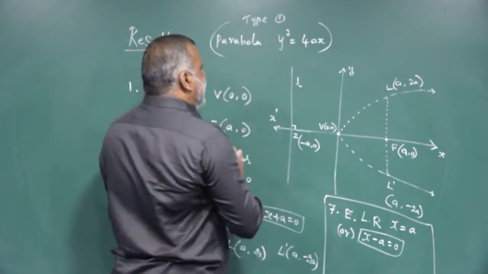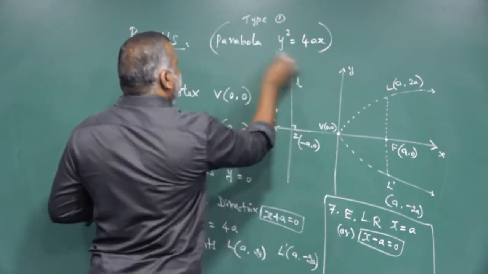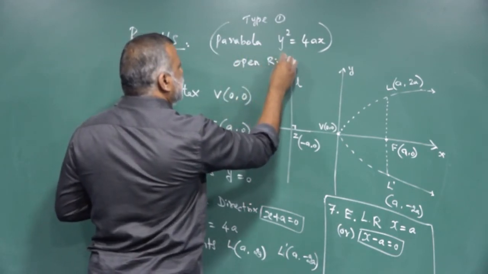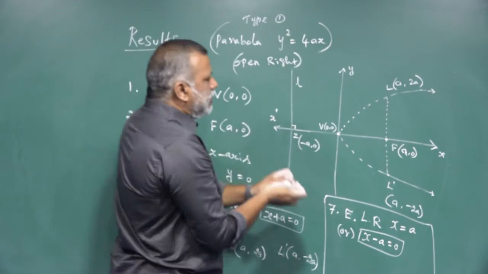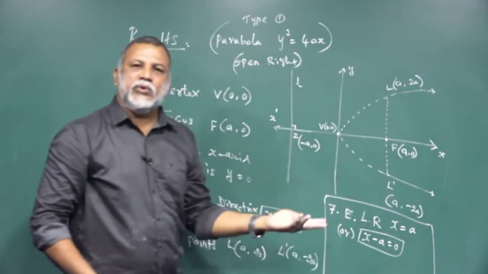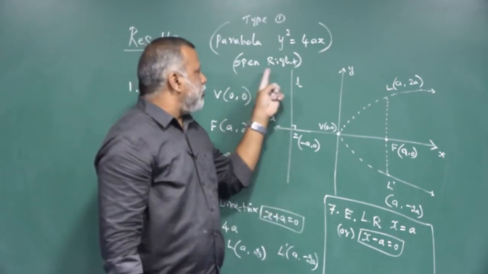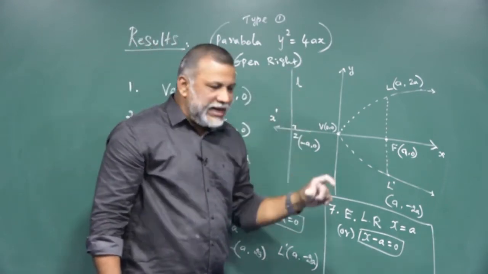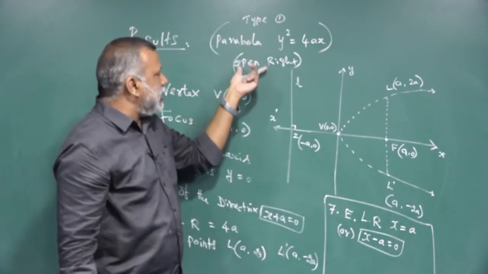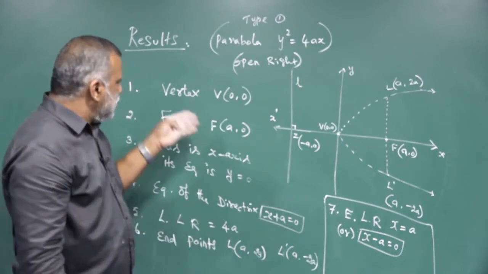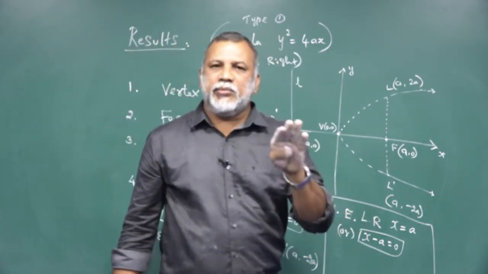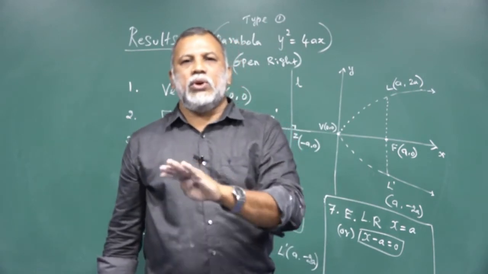The naming of this parabola is open right. See this diagram, it is opening in the right side. So this is opening in the right side, therefore it is technically called as open right. So this is the standard equation of the parabola. It is type number 1. The naming of this parabola is open right. So we are having 7 results regarding this parabola y squared equal to 4ax.